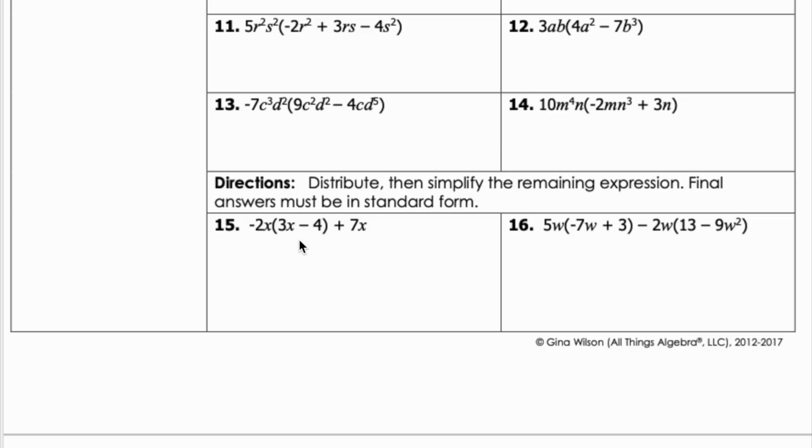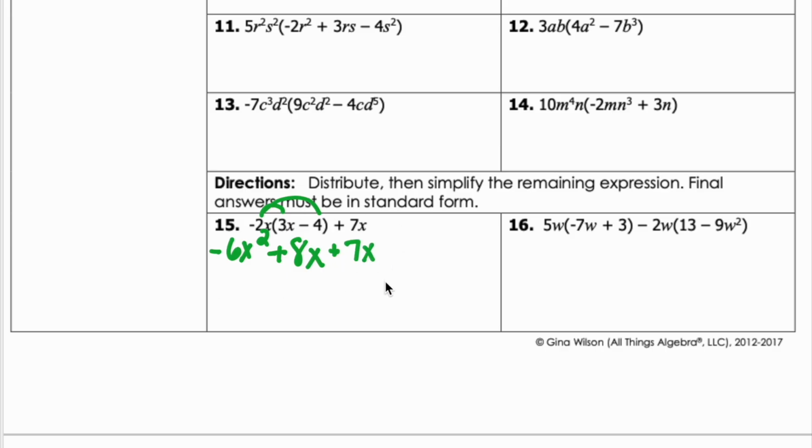So let's start with this negative 2x times this 3x. So negative 2 times 3 is negative 6. Then I'm going to add the exponents of my variables. So this is actually going to be x squared, excuse me. And then we have negative 2 times negative 4 is positive 8. And then we're going to keep the variable x since there is no other variable to add it to. And since we went ahead and distributed, now we can just bring down our 7x.